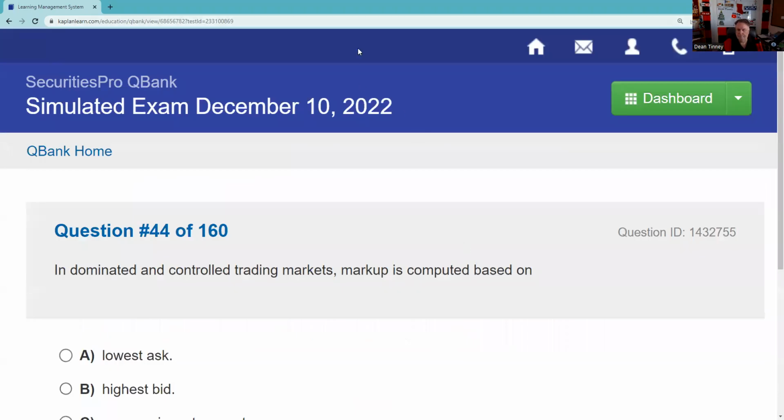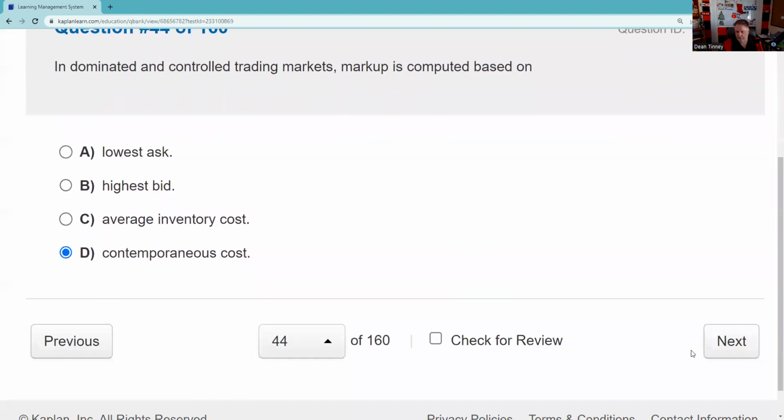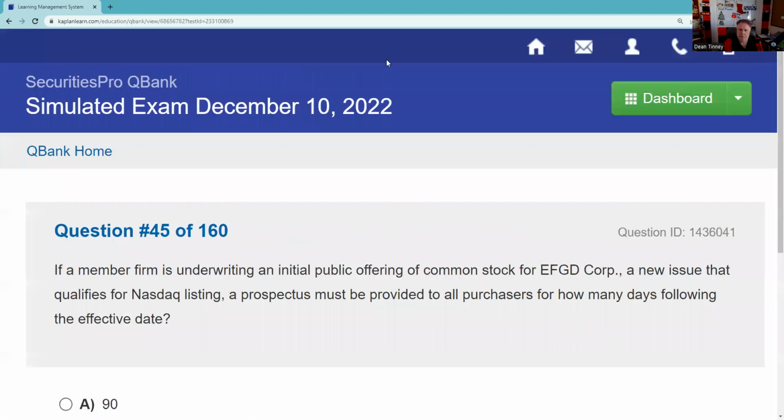44. In a dominate and control trading market, what that means in English is there's no independent market for the security. There's not an independent competitive market for the security. And therefore, your markup will be based on contemporaneous cost. That'd be the same if I'm the sole market maker, for example. So D.